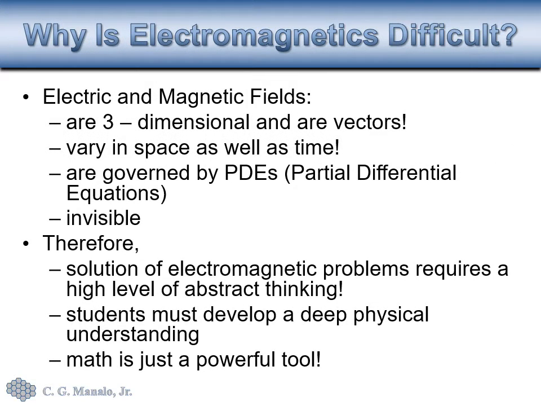To the average person, electromagnetics can be difficult because it utilizes two of the basic fields that occur in the universe, the electric and magnetic fields. They are three-dimensional and are vectors, and they are governed by partial differential equations. It would be difficult to analyze and solve problems pertaining to electromagnetics without the use of advanced math. So mathematics here will be a crucial tool in our study of electromagnetics as we go along.